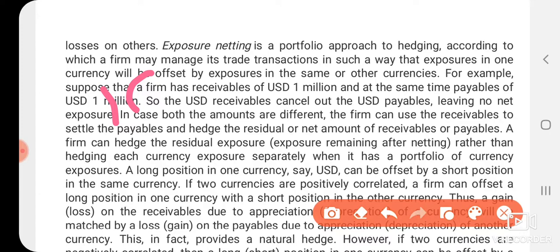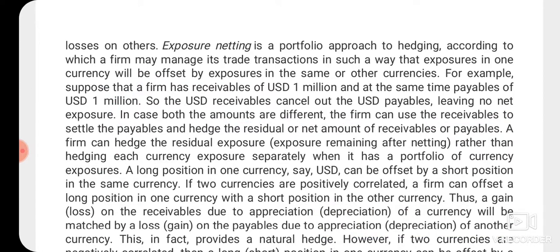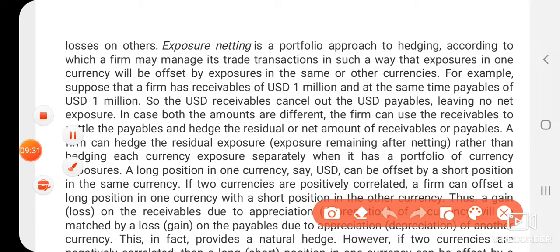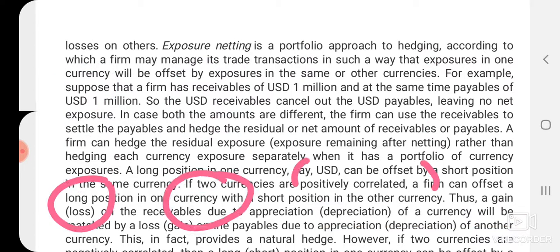So the US dollar receivables cancel out the USD payables. Here USD means US dollars, leaving no net exposure. There is no net exposure. It means, for example, if there were more gains beyond the expenses, we would get profits, but here there is no profit or gain. So here it is equalized. So the US dollar receivables cancel out the USD payables, leaving no net exposure in such situations. What we have discussed now is the case of the same currency, where we have taken only US dollars, both receivables and payables.